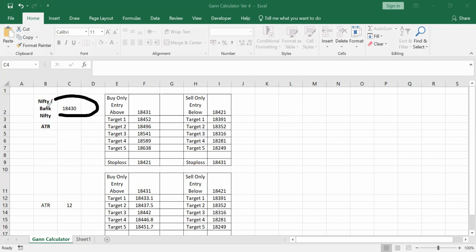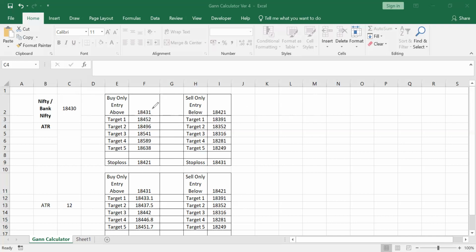So 18,430 is what I have put. Now you need to understand a couple of things. It cannot work 100% right all the time. So what you need to do is see here, above 431, it says buy. Now, if it starts moving in that direction, it will continue to move in that particular direction. If it is failing, then it will start moving in the other direction.